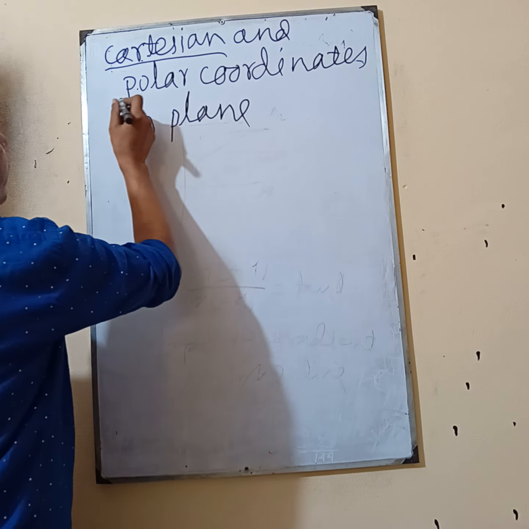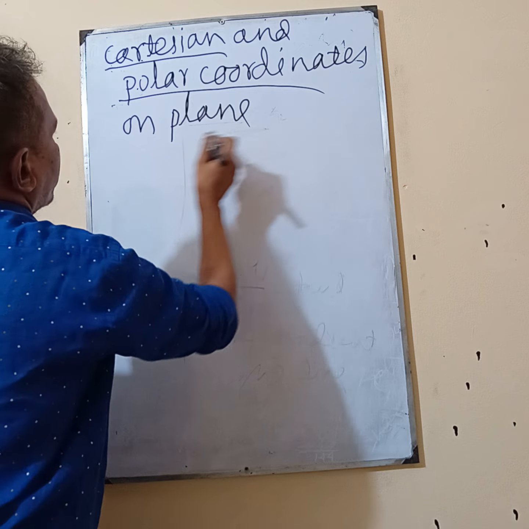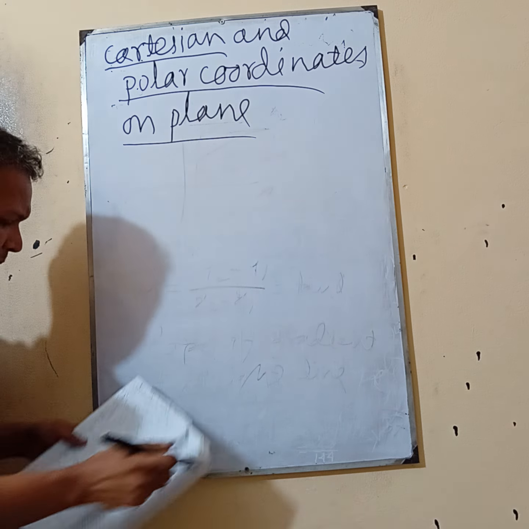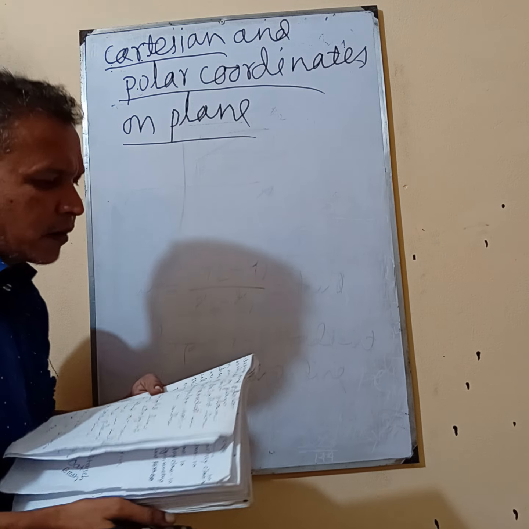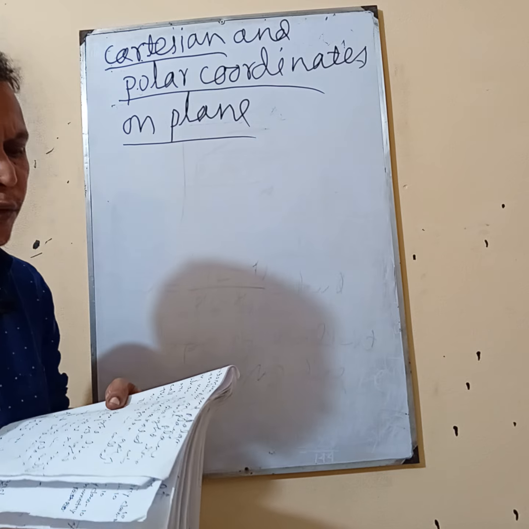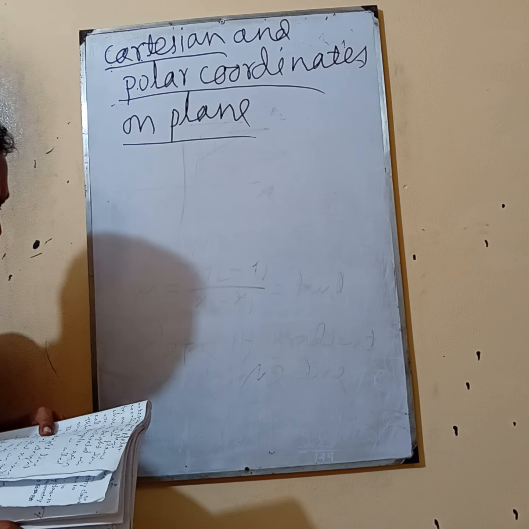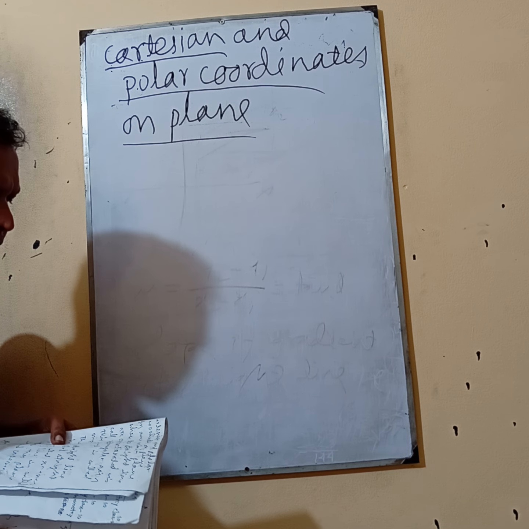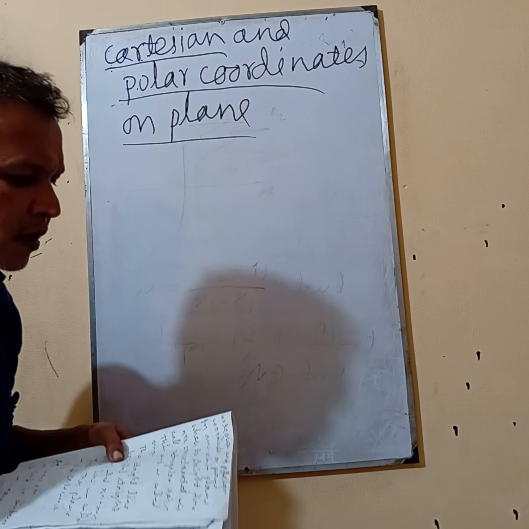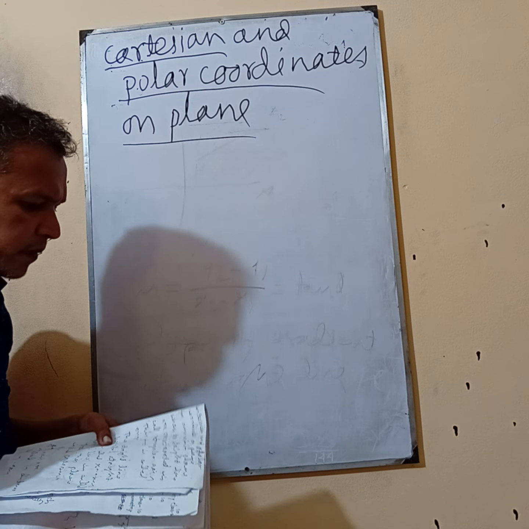Cartesian and polar coordinates on a plane. I have to analyze how to convert Cartesian coordinates to polar coordinates on a plane, and how to convert polar coordinates to Cartesian on the plane.